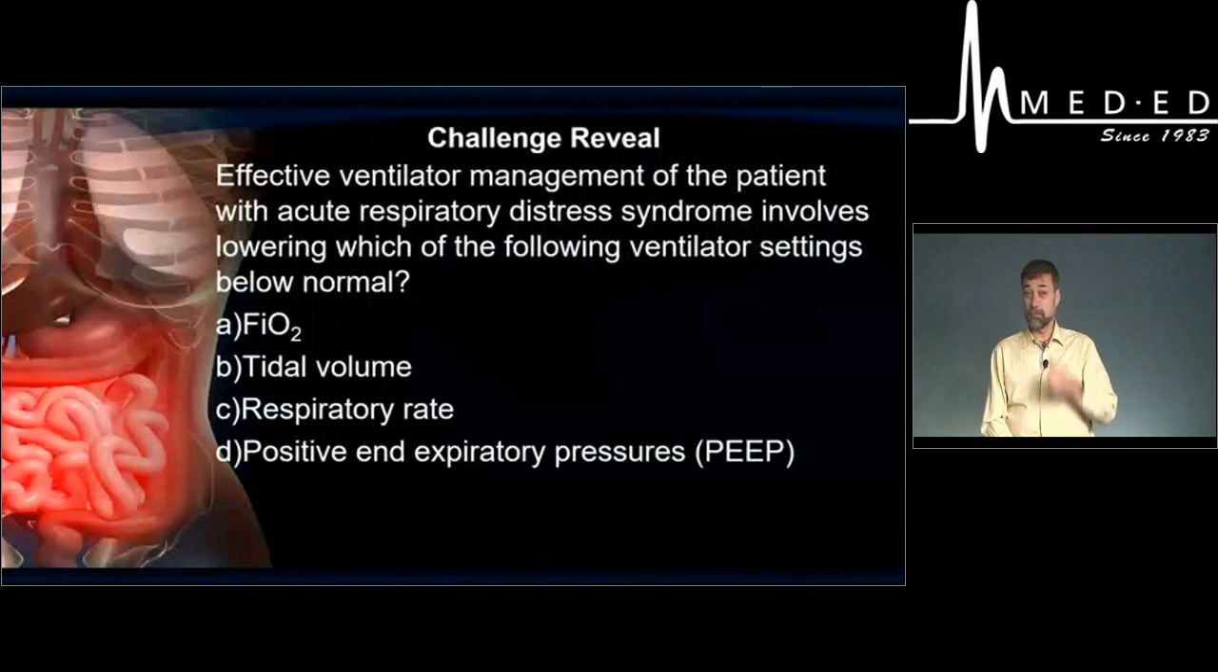Effective ventilator management of the patient with ARDS involves lowering which of the following ventilator settings below normal? Did you get this one right? If you picked B, that is the correct answer. Remember, we want lower tidal volumes. Now, as we turn the tidal volumes down, we may have to turn the respiratory rate up in order to manage CO2. So CO2 would go up. And of course, we already said that PEEP would go up. We'd have to use higher levels of PEEP. Now, we try not to turn the FiO2 up, but if we have to, we may have to increase the FiO2. So the only one we're going to decrease is the tidal volume.